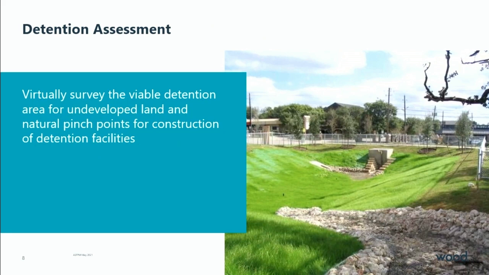Detention assessment and detention finding in an urban environment is tough at times, but just don't write it off just because you need it in an urban area. A lot of times there might be little areas where you can put in some viable detention that can provide a significant flood reduction downstream. Typically, the real impact areas are going to be upstream in more undeveloped rural areas.